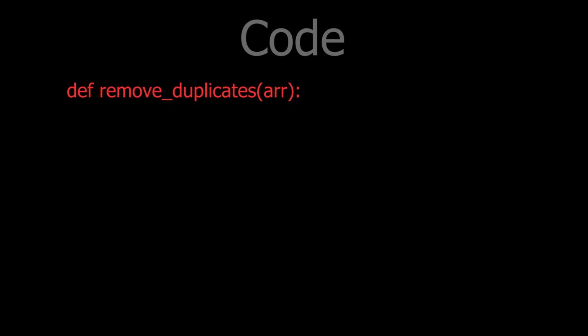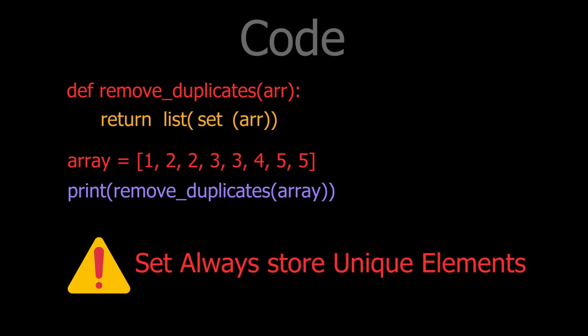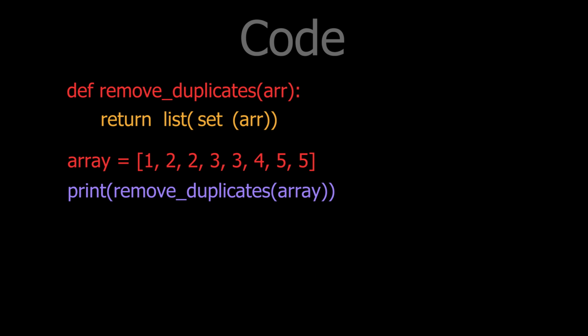In logic, we have 4 steps, but we can solve this problem in a single line. Just write return list, and inside this list write set, and inside this set write array, and it gives the unique elements of the array. Always remember, in any programming language, set only stores unique elements, and that's it.